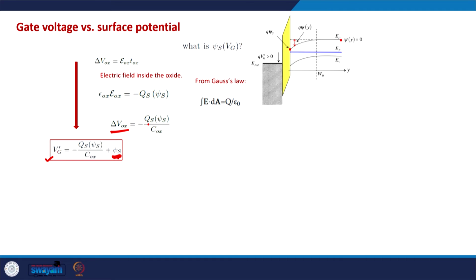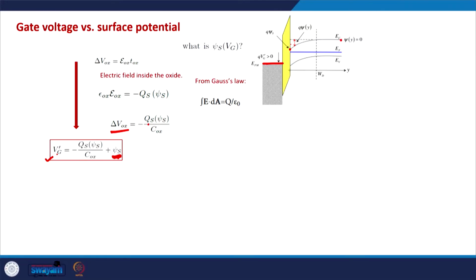The prime means that this may not be the actual gate voltage; this is a modified gate voltage, because in most cases the Fermi level of the metal and the Fermi level of the semiconductor may not be aligned with each other in zero bias condition. So there might be a work function difference between the metal and the semiconductor.